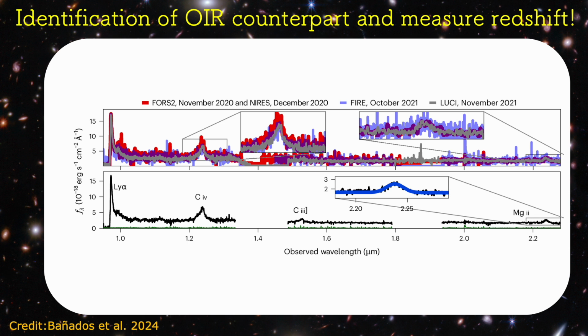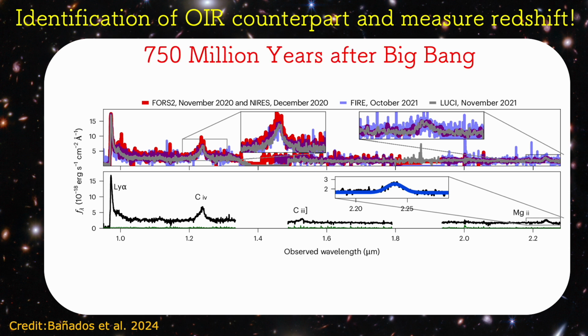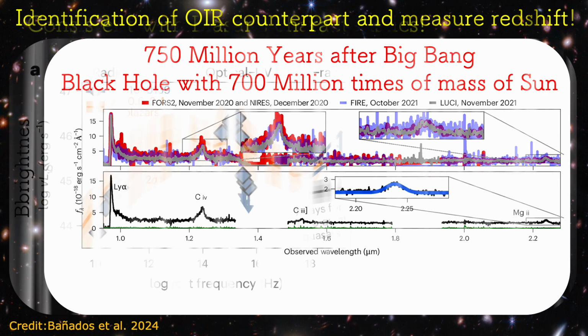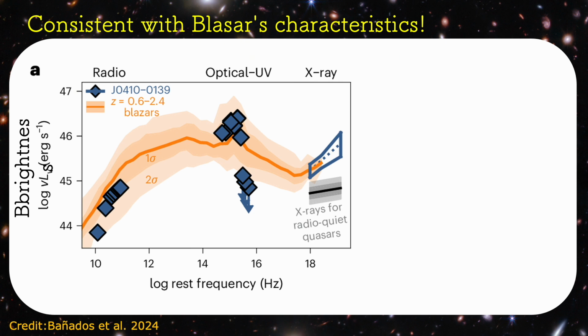The result revealed a redshift of 7, corresponding to a time about 750 million years after the Big Bang. Additionally, the spectral properties indicated that this object hosts a black hole with a mass 700 million times that of the Sun. Furthermore, the research team examined the variability in radio waves and the broad spectrum from radio to X-rays to confirm that this object possesses relativistic jets, identifying it as a blazar.